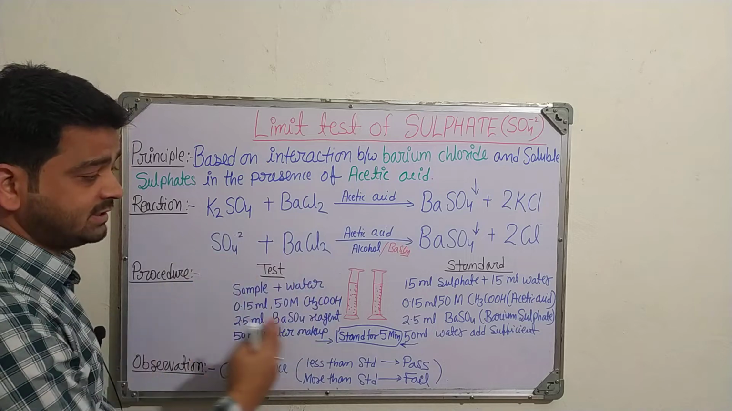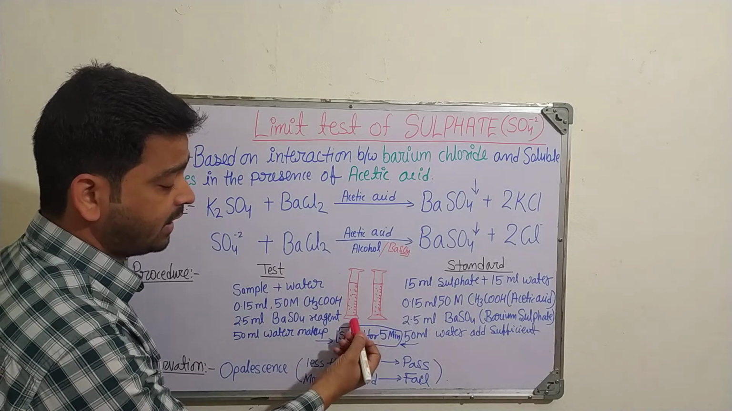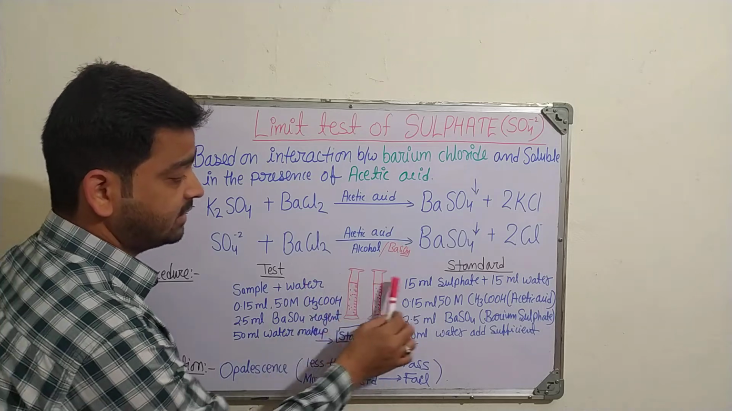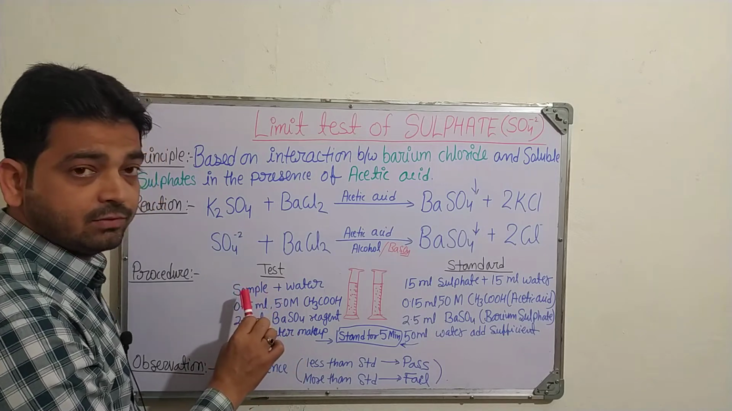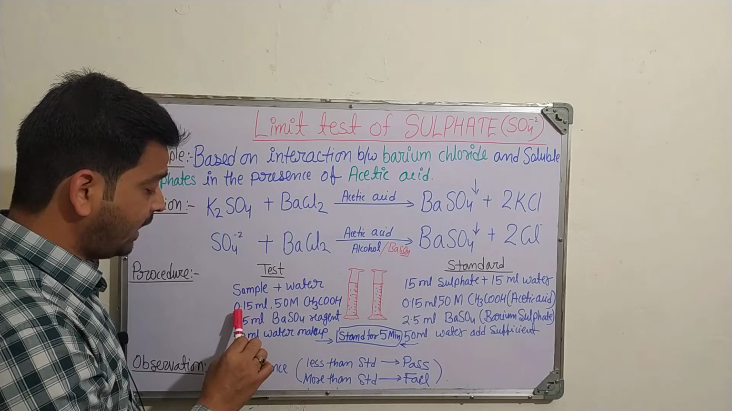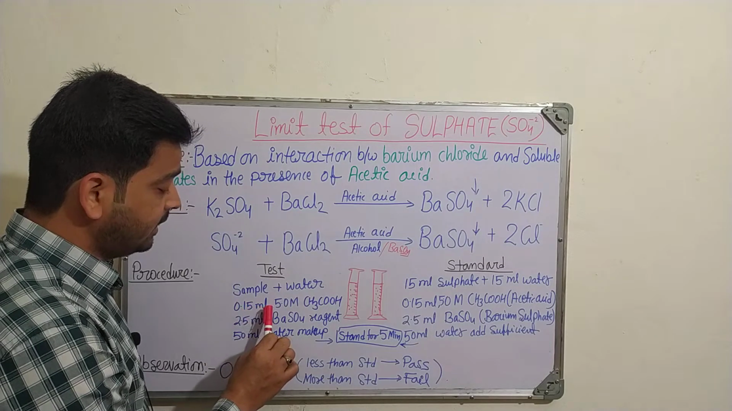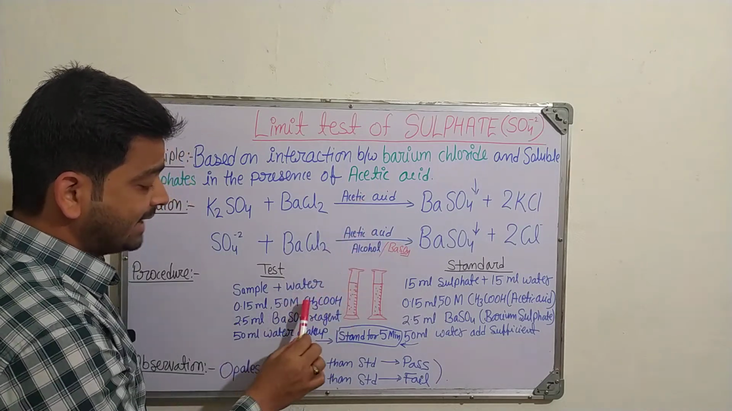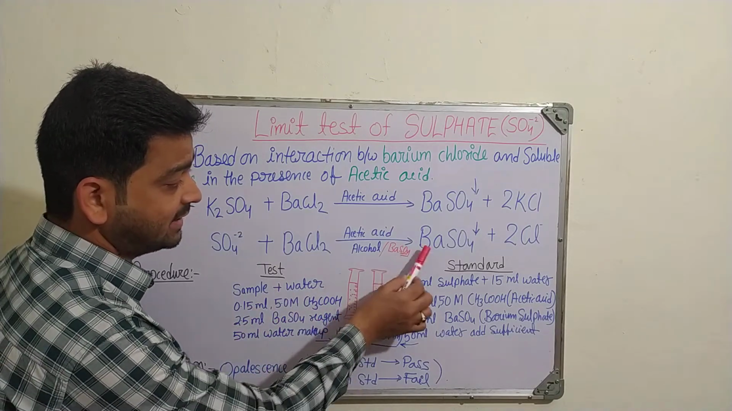How is the test procedure for the limit test of sulfate? Here again we are going to have two Nessler cylinders, as we did in the chloride limit test. One will be for the test and another for the standard. In the test sample, we take whatever sample we want to check for the sulfate ion and dissolve it in water, and here we add 0.15 ml of 5.0 molar acetic acid. Then we add 2.5 ml barium sulfate reagent, which is required.